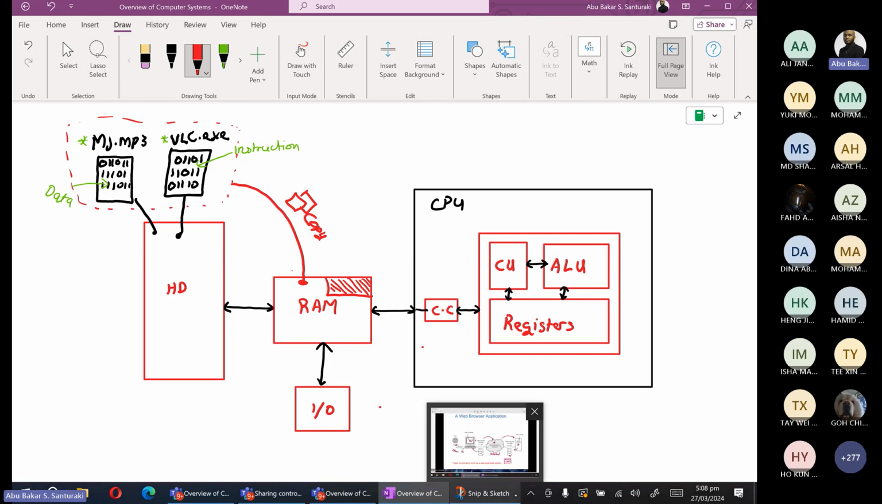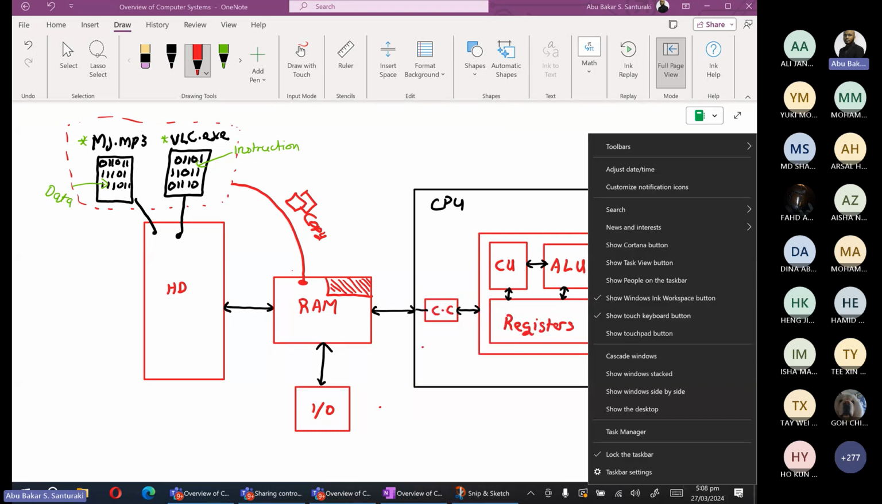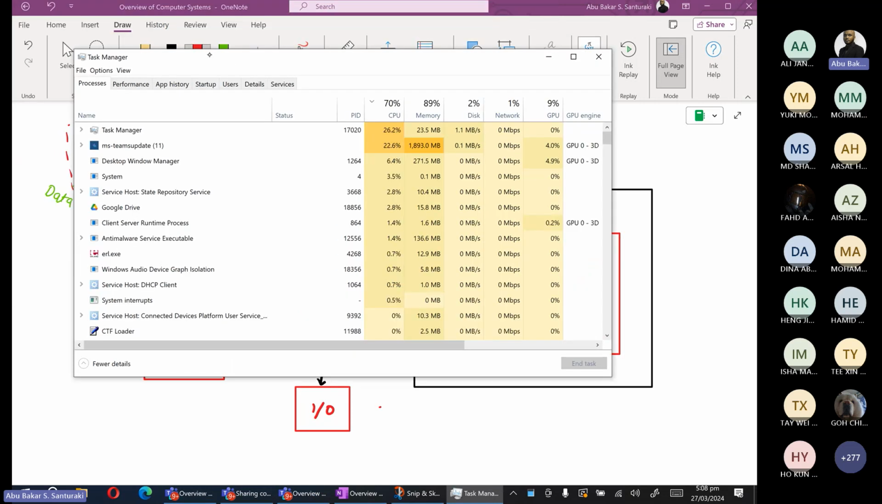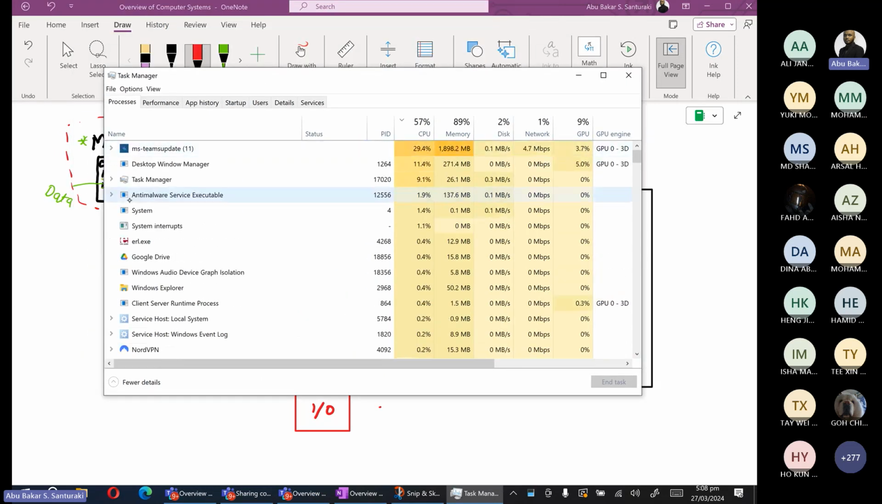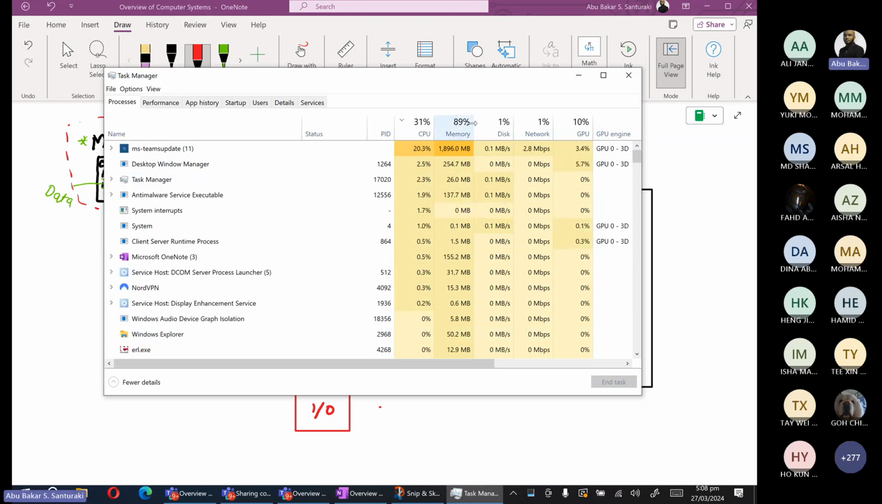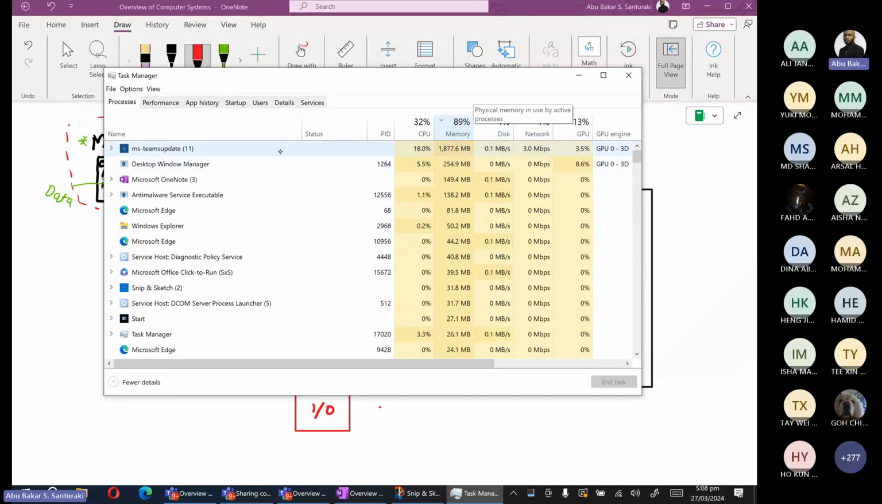Let me quickly show you something. I'm going to attempt to right-click on my taskbar, and let me try that again. Right-click on my taskbar, and I'll enter my task manager. So here on my task manager, you can see the list of applications that are running on my computer, and you can see how much memory they're consuming. So if you look at this table here, you can see that this MS Teams update is consuming about 1 gigabyte of memory. That is my RAM.